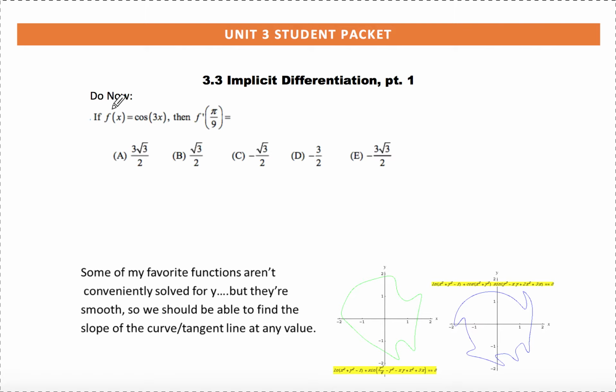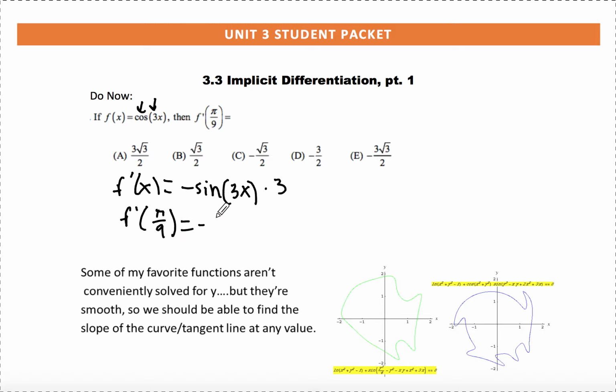All right, so we want to take the derivative of f at pi ninths. So here's f, the derivative of f. Notice I have an outside and an inside, so this is going to be a chain rule. f prime of x is going to be negative sine of 3x times 3. That leaves f prime of pi ninths as negative sine of pi thirds times 3.